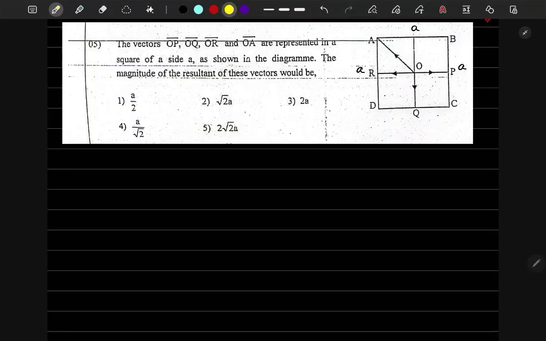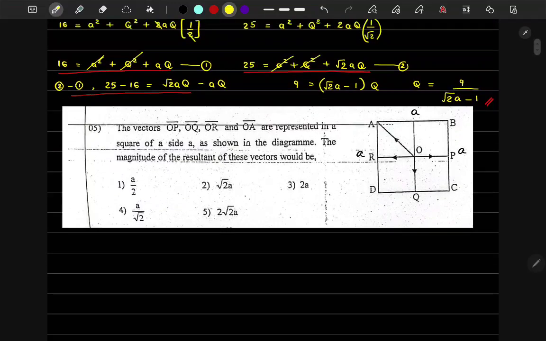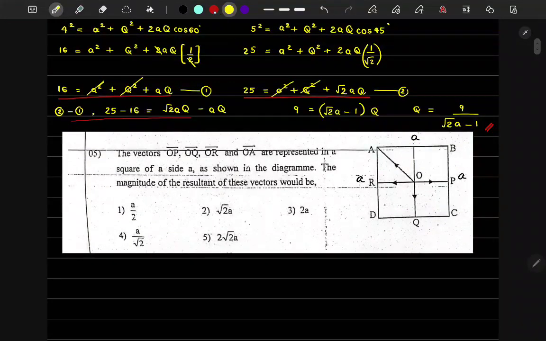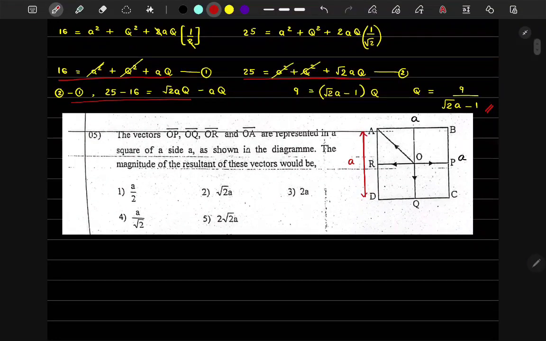Question number 5. The vectors OP, OQ, OR and OA are represented in a square of side A. So they have given us a square of side A. Now, the lengths of these lines, as in let's say AB. Let's say that there is a vector AB. The magnitude of vector AB would be the length of AB, which is A.